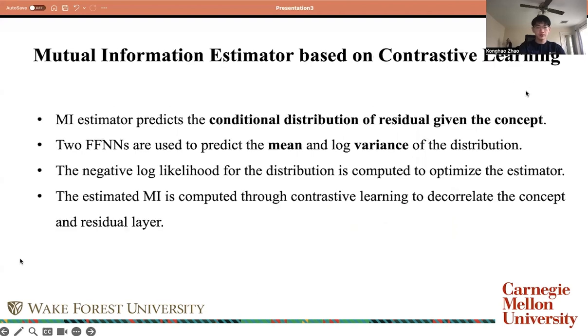So we incorporate the mutual information estimator based on contrastive learning into our model architecture. The mutual information estimator predicts the conditional distribution of the residual given the concept. Therefore, we can learn about the residual from the concept to estimate the mutual information between them. Two neural networks are used to predict the mean and log variance of the distribution. The negative log likelihood for the distribution is computed to optimize the estimator. Meanwhile, the estimated mutual information is computed through contrastive learning to decorrelate the concept and residual layer.